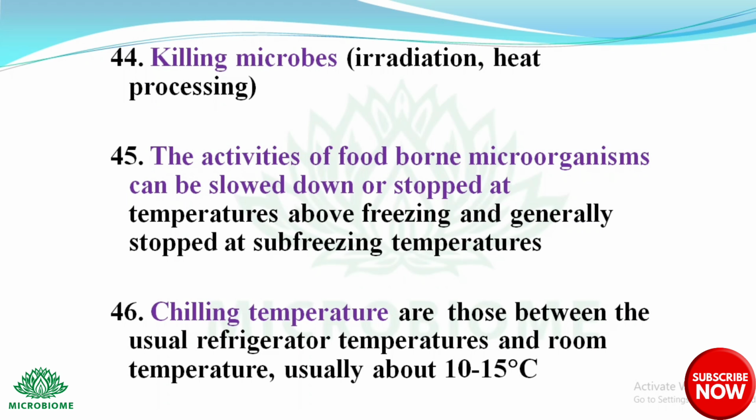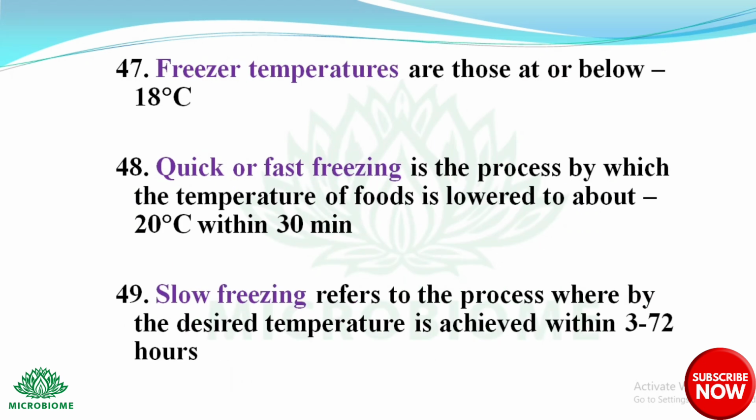Next, the activities of foodborne microorganisms can be slowed down or stopped at temperatures above freezing and generally stopped at sub-freezing temperatures. Then chilling temperature. It is between the usual refrigerator temperature and room temperature, usually about 10 to 15 degrees Celsius. Next, freezer temperatures are those below minus 18 degrees Celsius.